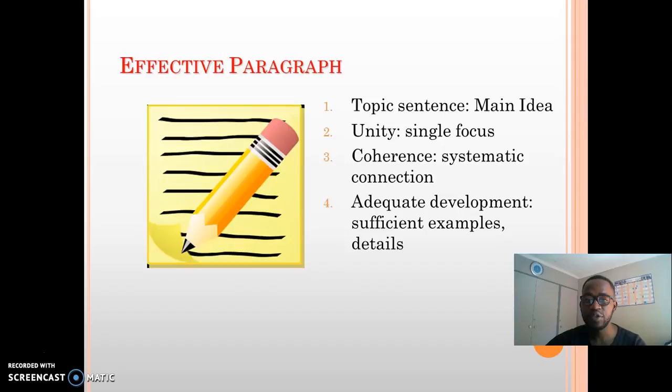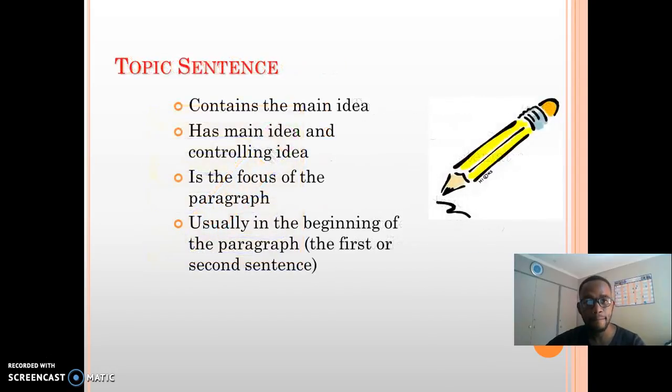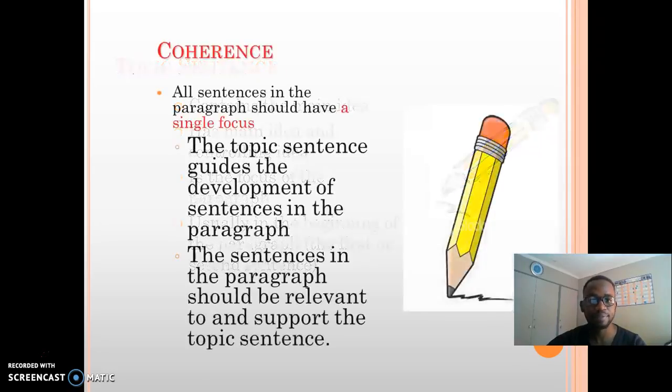First point, topic sentence, main idea. Unity, single focus. Coherence, systematic connection. Adequate development, sufficient examples or ideas. Topic sentence. The topic sentence usually contains the main idea and the controlling idea, which is the focus of the paragraph, usually in the beginning of the paragraph, the first or the second sentence.